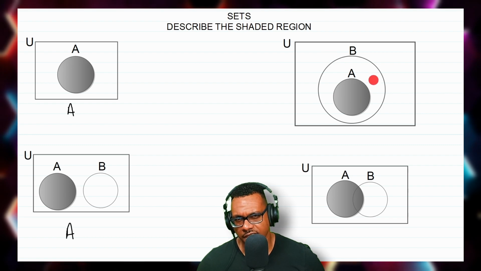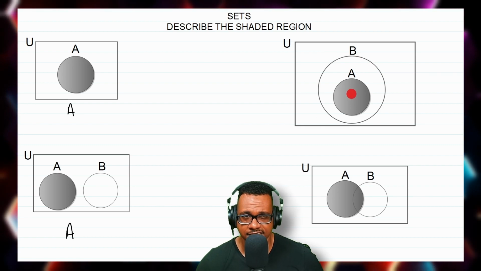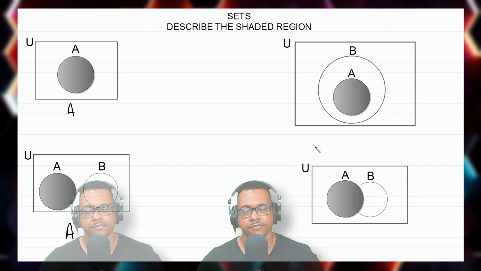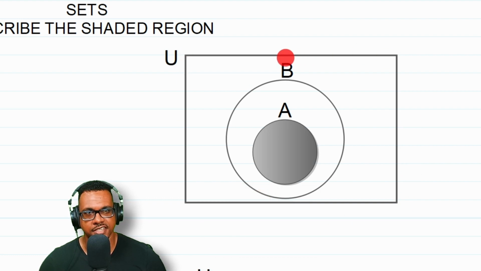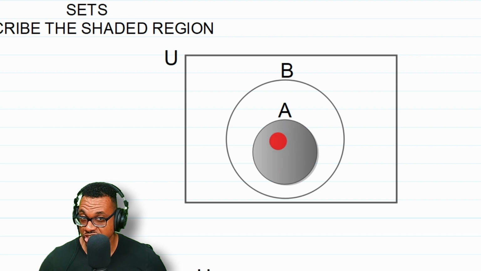Now coming across here, we have subsets. We can see that A is a subset of B. Again, our rectangle is the universal set. And again, only set A is shaded. Therefore, to describe the shaded region here would just be set A. So all I have to write for the answer would be A.